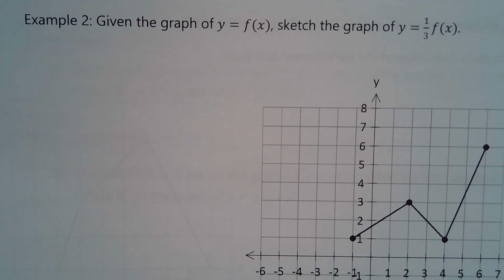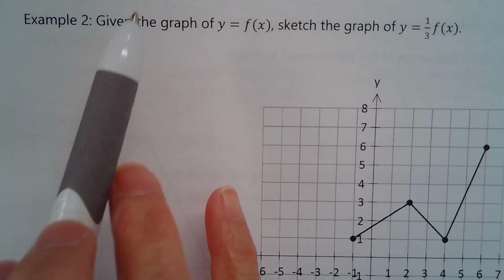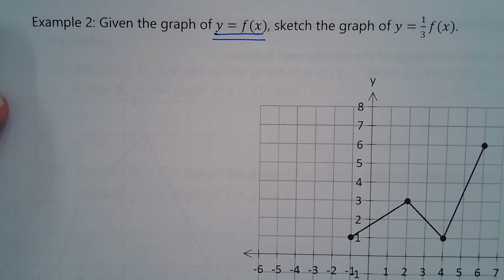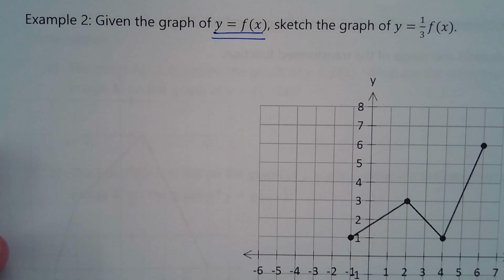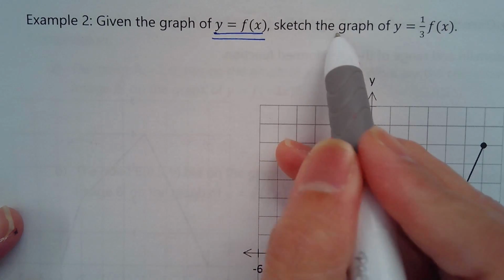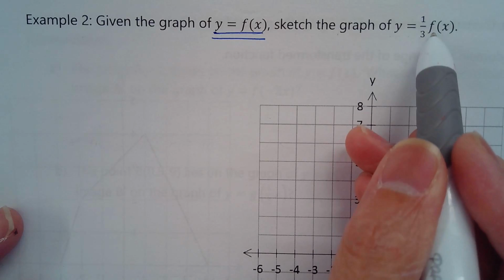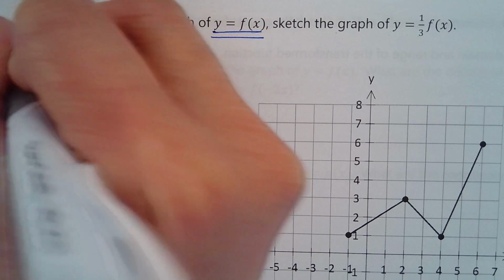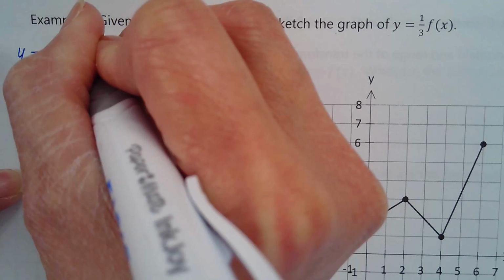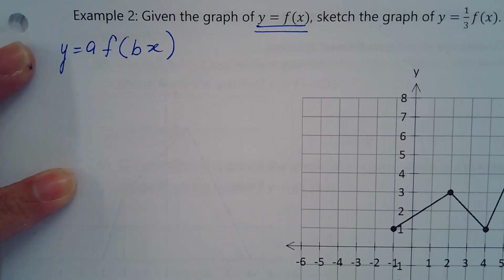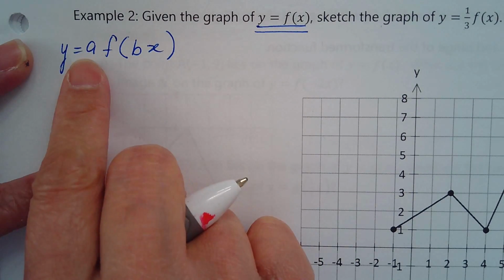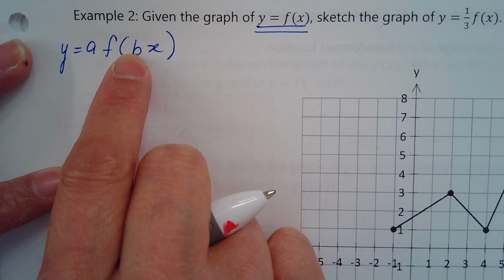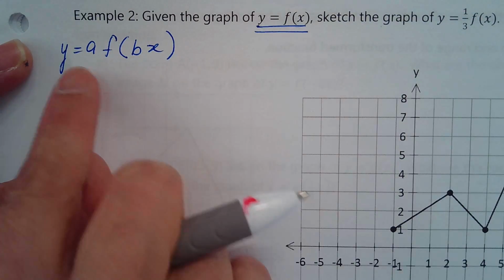It's better when we have an example. Okay, so example number 2. Given the graph of y equals f of x, again some general form of function, it says here, sketch the graph of y equals 1/3 times f of x. Start with y equals a times f of b times x. That's a general form. The a is the stretching or compressing vertically, and the b is the horizontal stretching or compressing. Let's rewrite that over here.